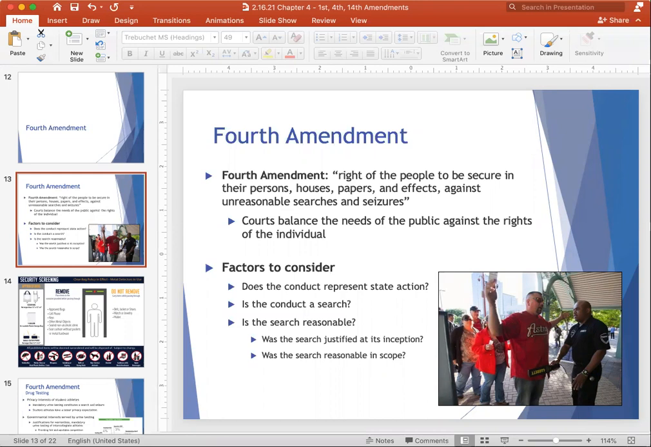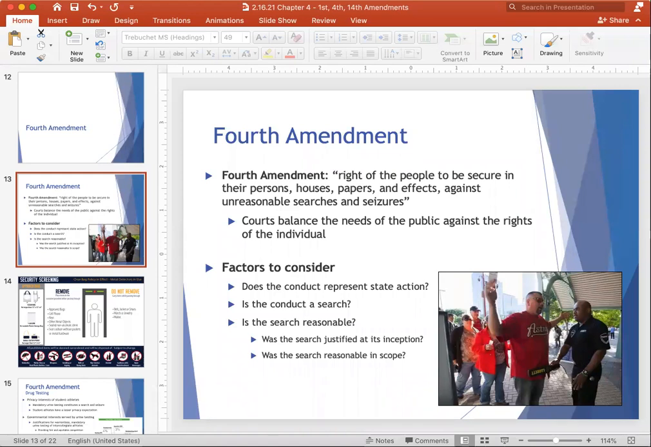So once again, going back to drug testing, what we'll see in high school and college sport is they're going to ask for a urine sample. They're not going to ask for a hair follicle. They're not going to ask for a blood sample. And so what is the degree of the intrusion?